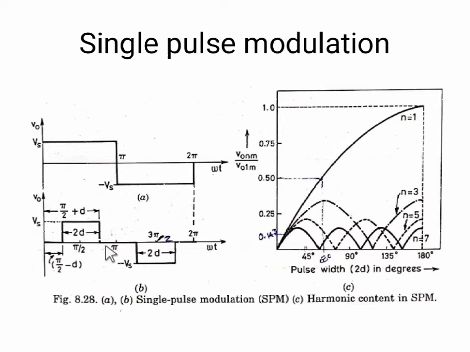This kind of waveform is symmetrical about pi by 2 as well as 3 pi by 2. That means at the pi by 2 interval it is repeating, and also from 3 pi by 2 it is repeating. This is called a quasi square wave.